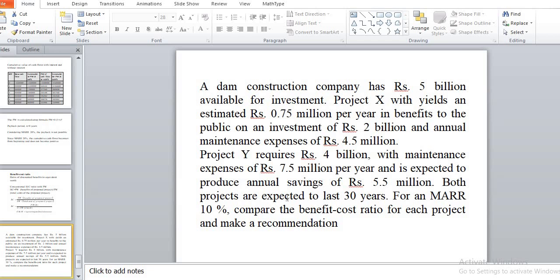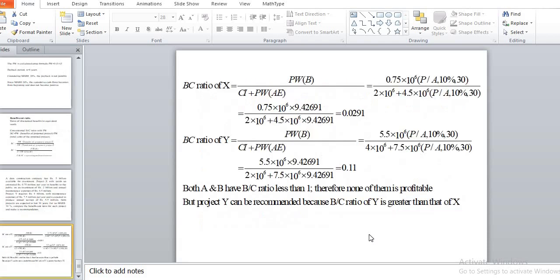Both projects run for the same period of time, 30 years, and the MARR value given for these projects is 10%. So compare the benefit to cost ratio for each project and make a recommendation. So this we can say is the evaluation of the projects.